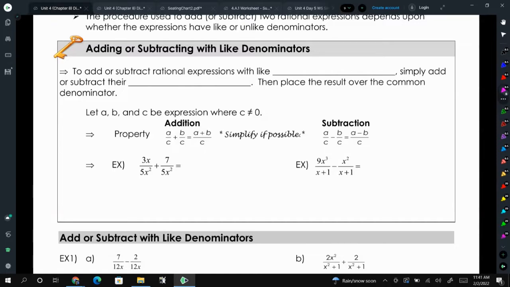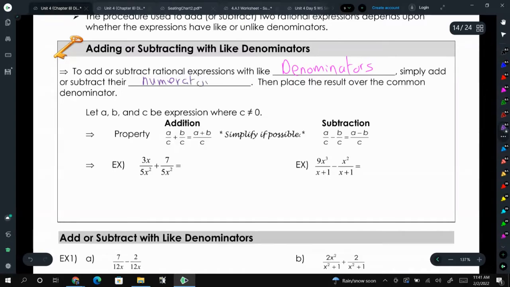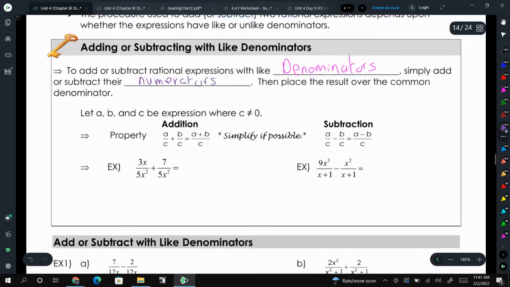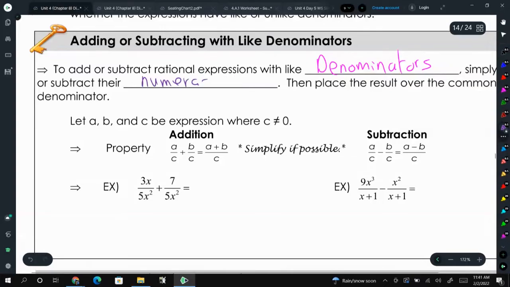So we've added and subtracted fractions before, and we know that rational expressions or fractions with like denominators are easy to work with. Because we just add or subtract the numerator, the top part. And we don't touch or change anything about the denominator. So if our denominators are already the same or are a common denominator, then life is really easy.